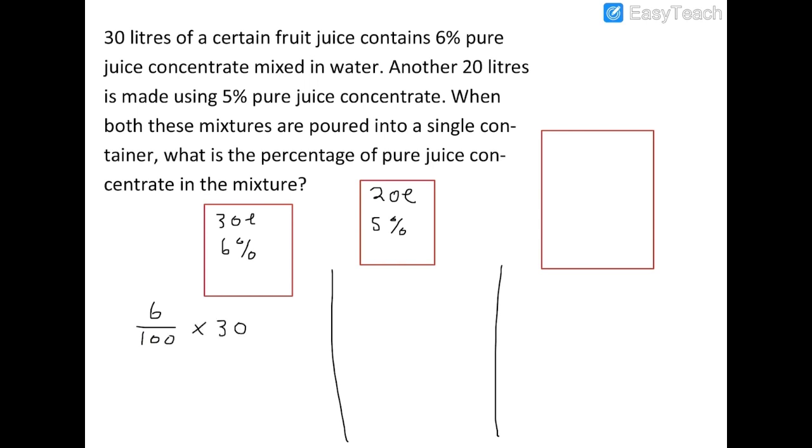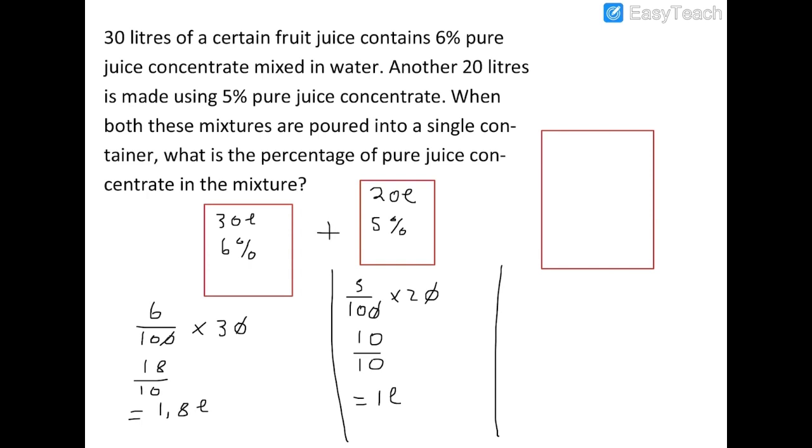Okay, so 0 here cancels 0, and we have 18 over 10, which is equal to 1.8 liters of pure juice. And here the same thing, we have 5 over 100 multiplied by 20, 0 cancels 0, and we end up with 10 over 10, which is 1 liter of pure juice. Okay, now we want to mix these two containers together.